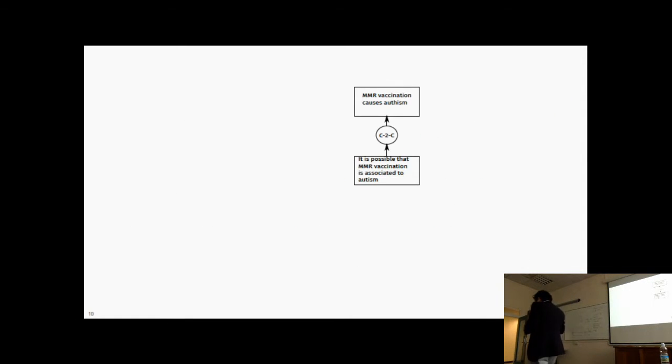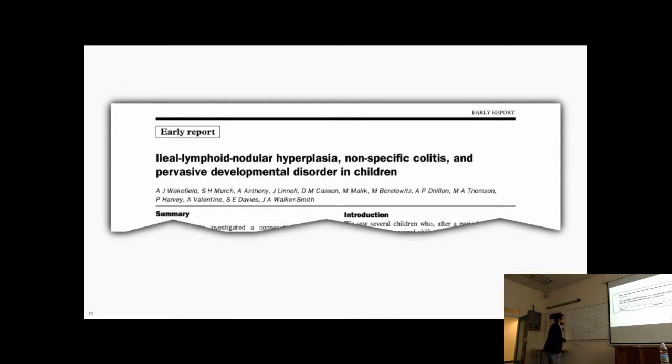So if we come back to our original question, does MMR vaccination cause autism? We can start from the falsifiable hypothesis that MMR vaccination causes autism. And in order to do that, we need perhaps first to prove that there is a correlation between MMR vaccination and autism. So we look at the literature, and we might end up with this infamous paper from Wakefield and others from the late 90s.